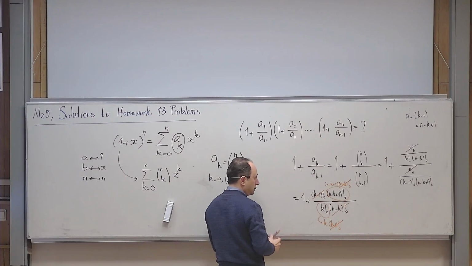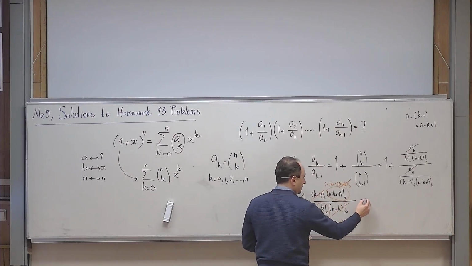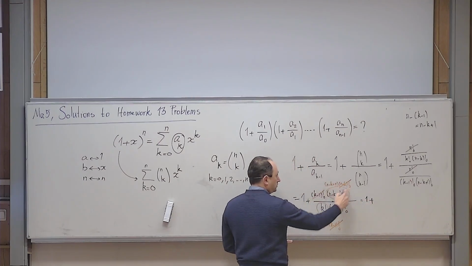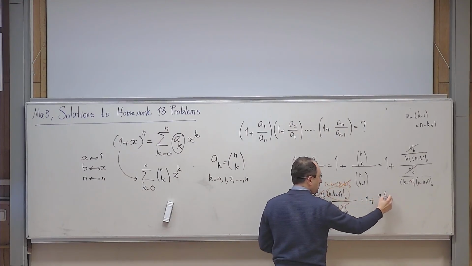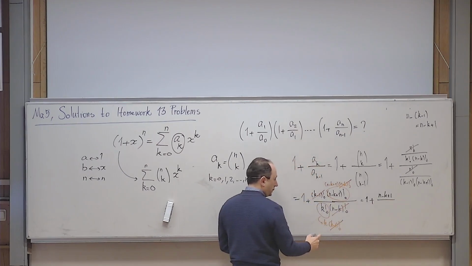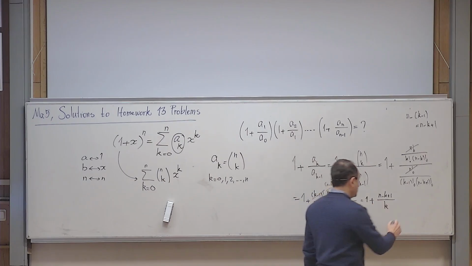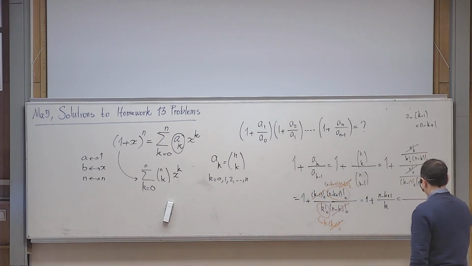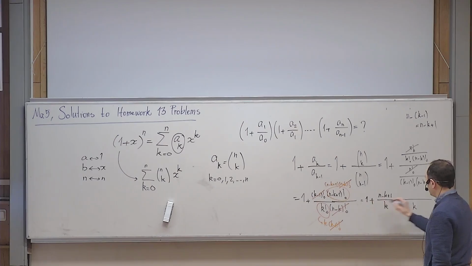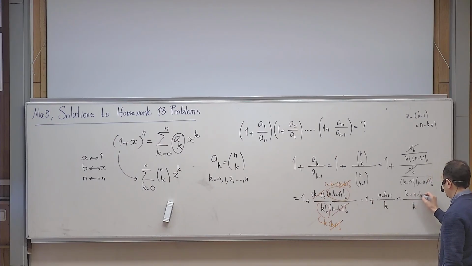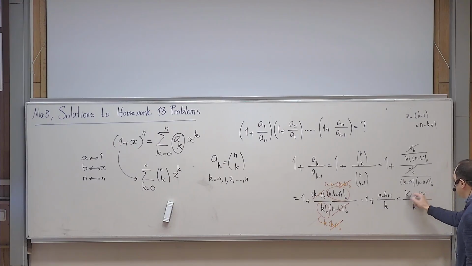one. So what is left for me is 1 plus, from the numerator, n minus k plus 1 is left, and from the denominator, k is left. And now I take the common denominator. So what happens? This k goes up there, n minus k plus 1. But this k and that k also cancel. This is what I get for any typical k in the range.